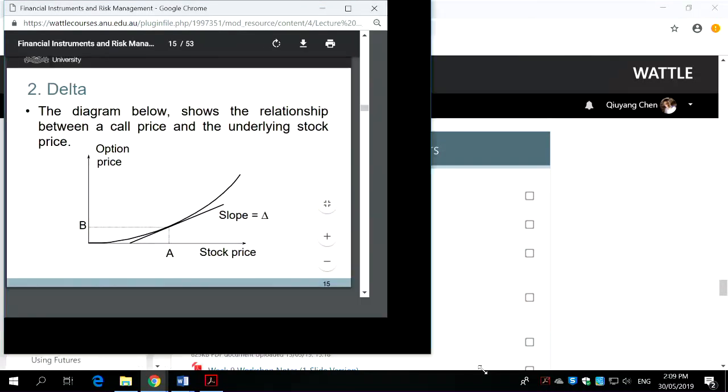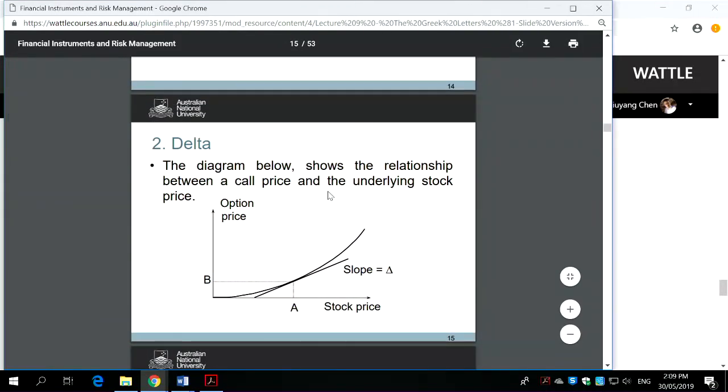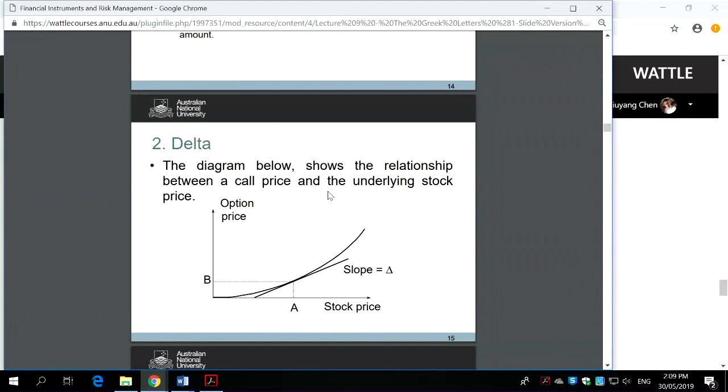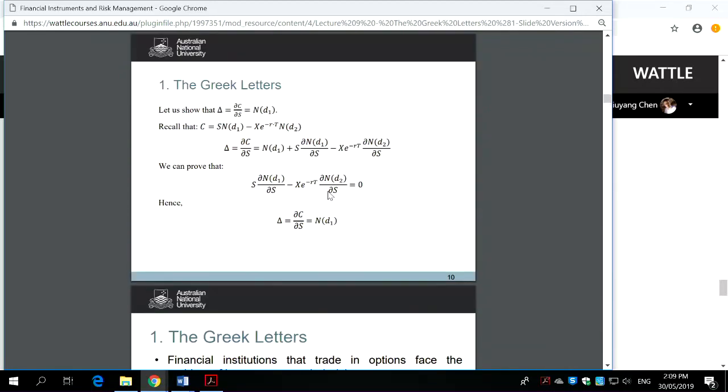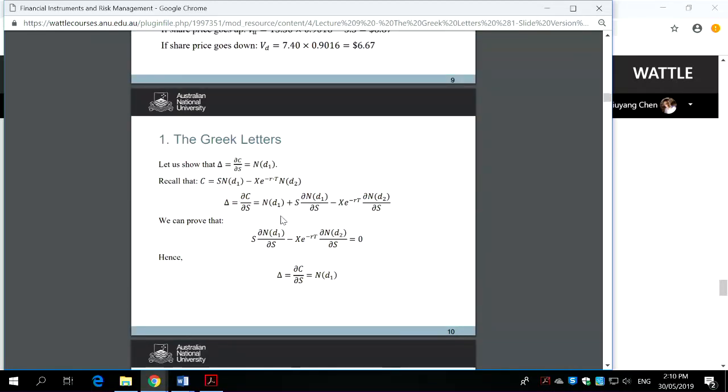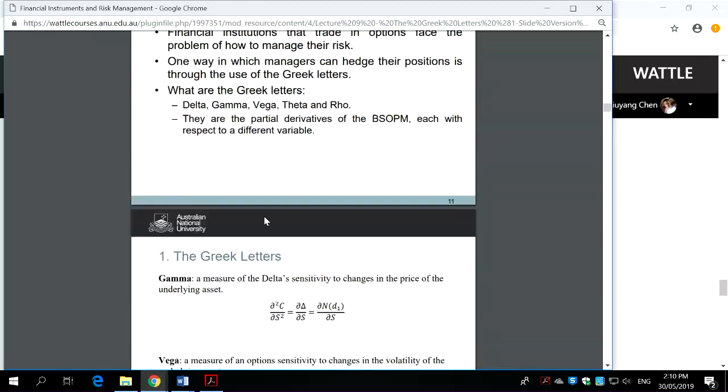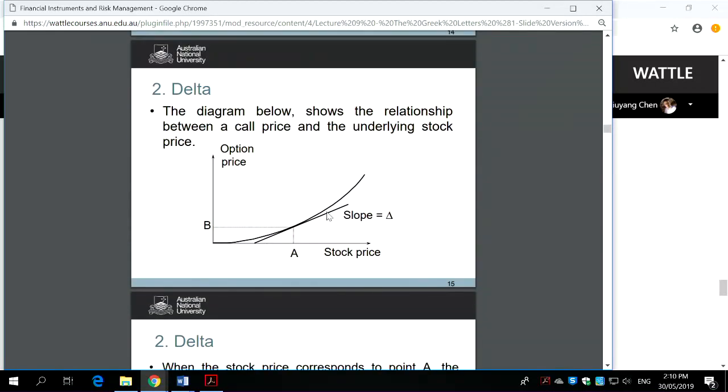So what does this graph tell you? What does this graph tell you? Remember how we get delta. The way we get delta is by taking the first derivative of the option price with respect to the share price, right? So what does this mean? So remember, the option price and the stock price have a positive correlation. But this positive correlation is a nonlinear positive correlation, right?